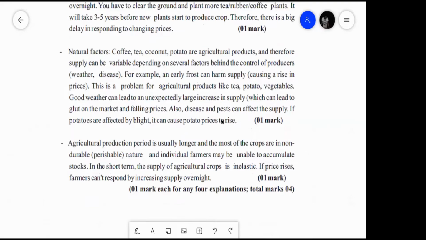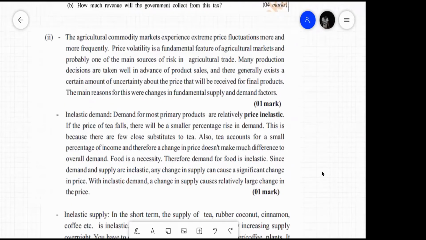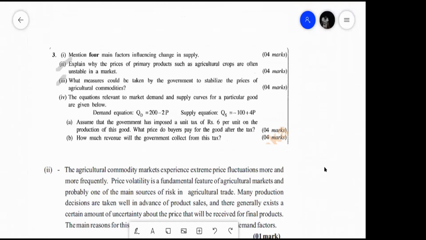Okay, so that is what they are asking. These two questions are somewhat connected. The answer scheme is there, guys. Read through. They're asking, explain why the prices of primary products such as agricultural crops are often unstable. Unstable here means it is increasing and decreasing, right? It's a little bit of a complex area. Take some time and read through, and you will definitely understand it. Then they're asking the next part, what measures could be taken by the government to stabilize this price? I'll send the original answer scheme from the textbook on the group.